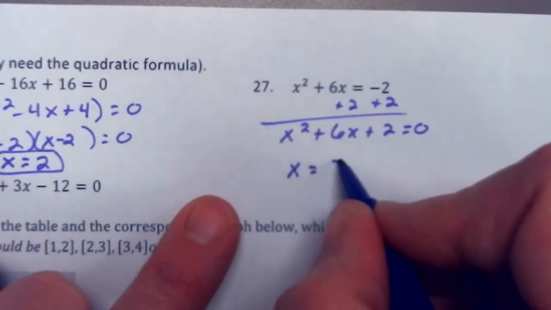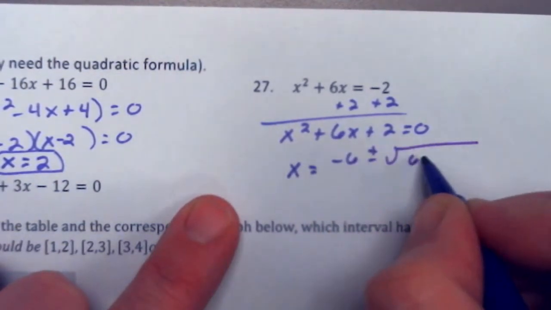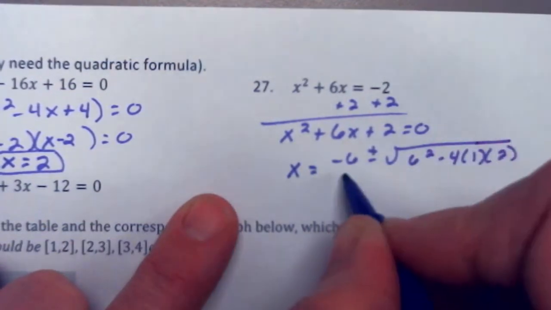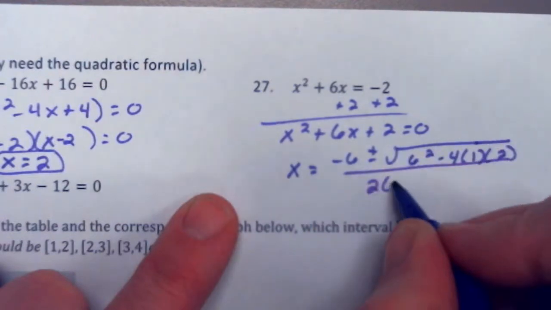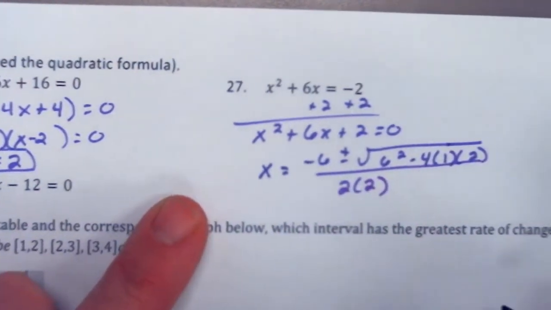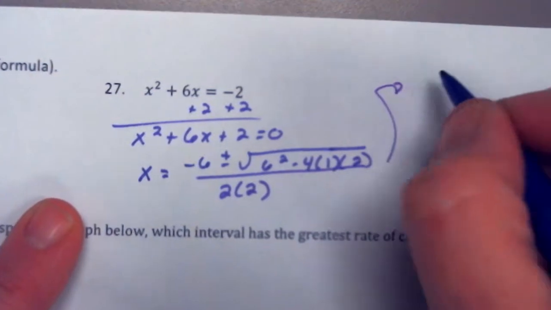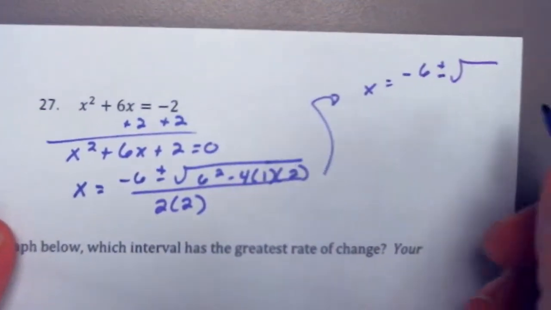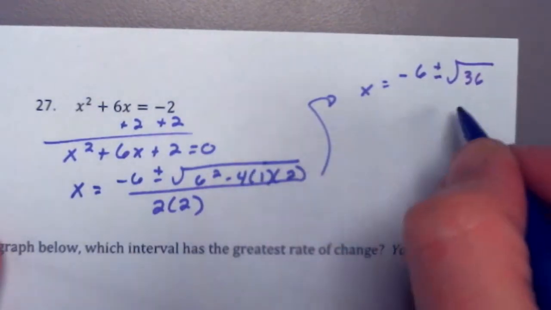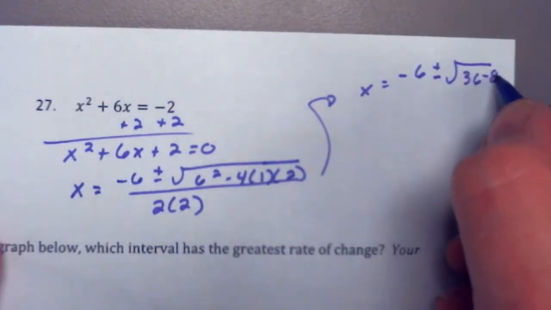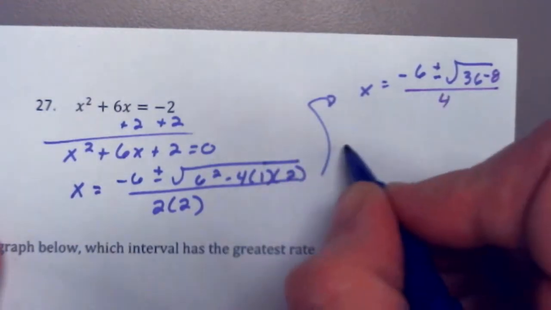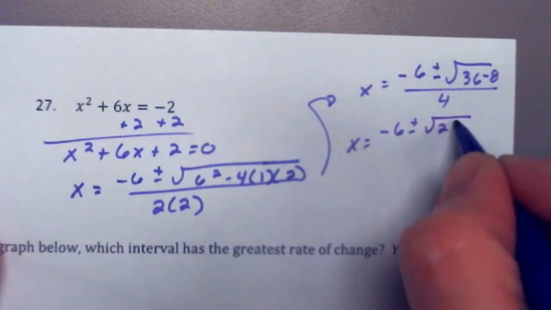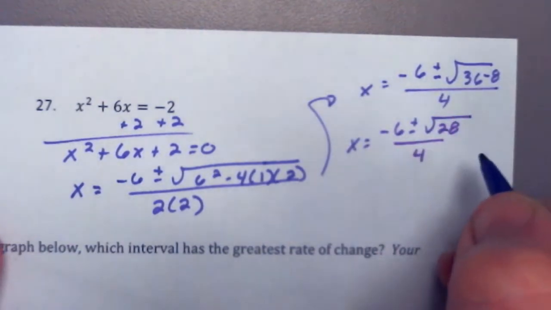x equals the opposite of b, plus or minus the square root of b squared minus 4ac, all over 2a. 2 times 2. Okay. All right, I'll need a little more room to simplify this. So to do that, x equals negative 6 plus or minus the square root of 36. 4 times 2 is 8, so minus 8, over 4. Negative 6 plus or minus 36 minus 8 is 28, over 4.